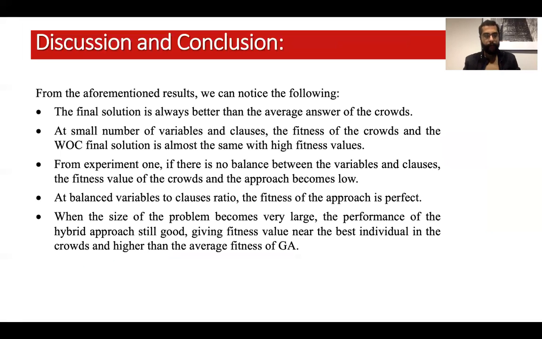So to conclude, we can see that the final solution is always better than the average answer of the crowds. When we have a small number of variables and clauses, the fitness of the crowds and the wisdom of crowds final solution is almost the same. From the first experiment, as we said before, if there is no balance between the variables and the clauses, the fitness value of the crowds and the approach becomes low. When the variables to clauses ratio is balanced, the fitness of the approach is very good. When the size of the problem becomes very large, the performance of the hybrid approach is still good, giving fitness values near the best individual in the crowds and higher than the average fitness of the unenhanced genetic algorithm.